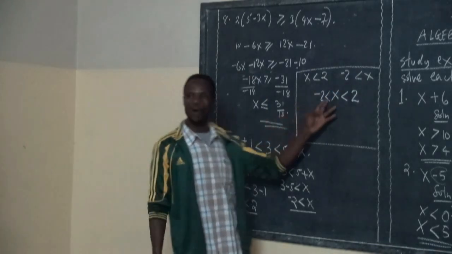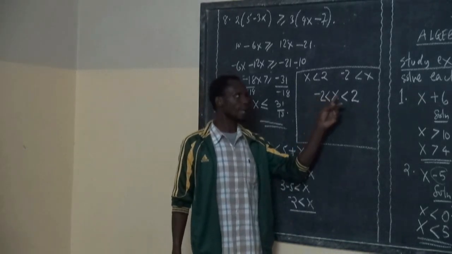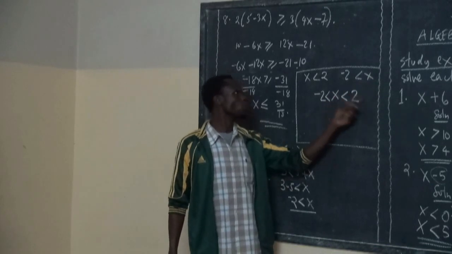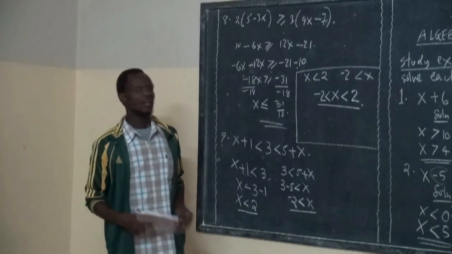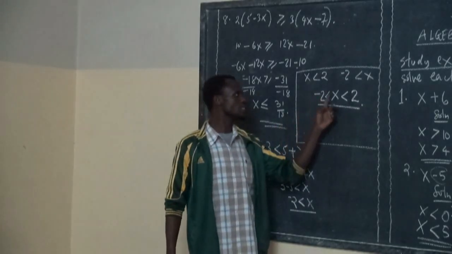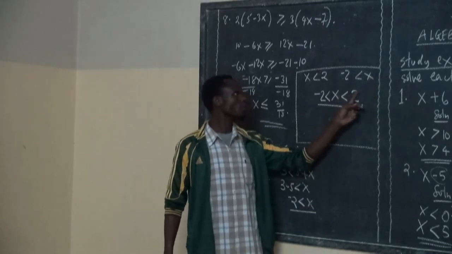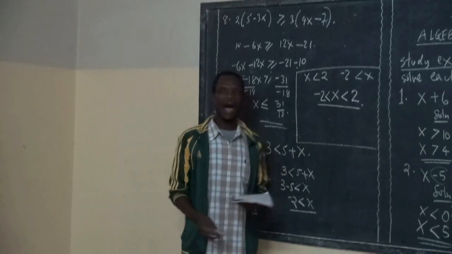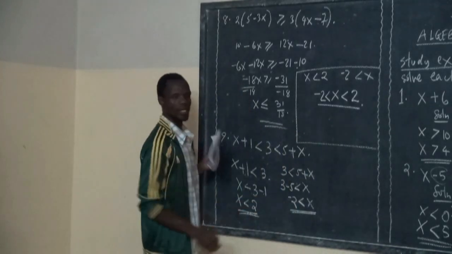Now we have a single one. That is to say negative 2 is less than x, and x is less than 2. Now you can put them together. Now you say negative 2 is less than x, and x is less than 2. Now you have put them together. After you have solved all those things, you collect them together.